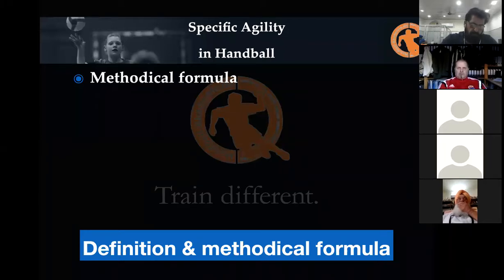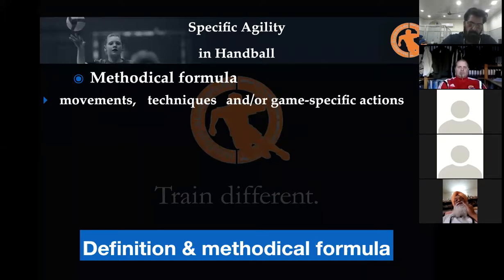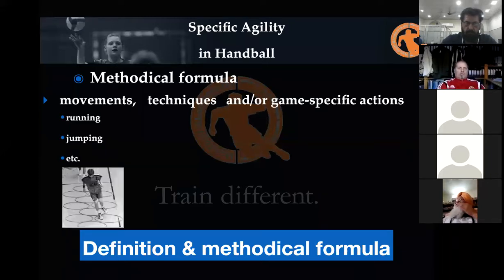So the first question is, what elements do we have to train under the idea of specific agility in handball? And it's the movements, it's the techniques, and it's the game-specific actions. These are the three elements that players should be able to do very, very fast. Movements are all those basic motor elements like running, like jumping, which are used in sports, not only in handball, but in other sports too. So even players in basketball, in football, in other sports, they need to run and jump very fast. So movement is a general expression and it's not specific to the sport.